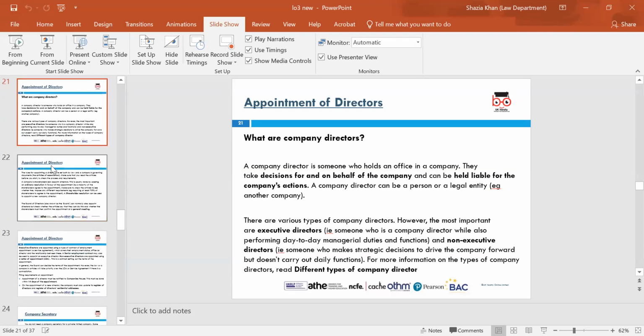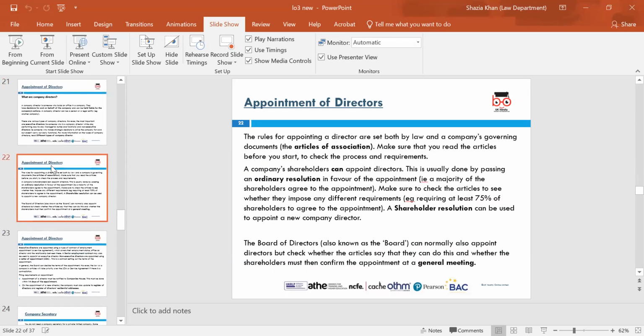The next one is appointment of directors. The rules for appointing a director are set both by law and a company's governing document, which is called the Articles of Association. Make sure you read the articles before you start to check the process and requirements. A company's shareholders can appoint directors. This is usually done by passing an ordinary resolution in favour of appointment, i.e. a majority of the shareholders agree to the appointment.